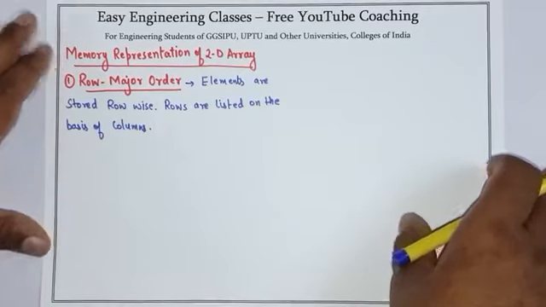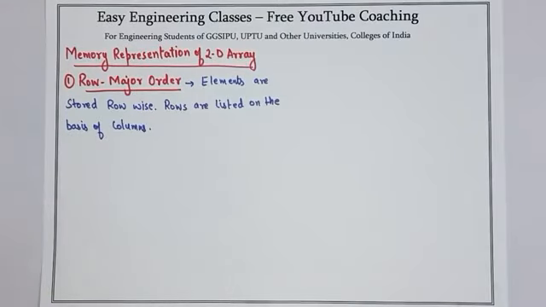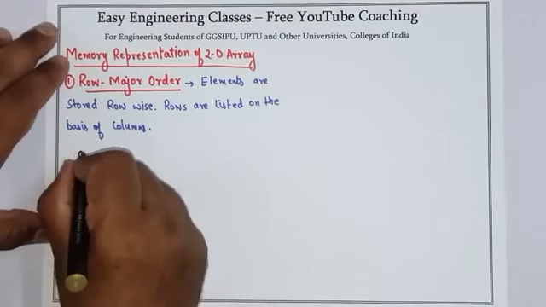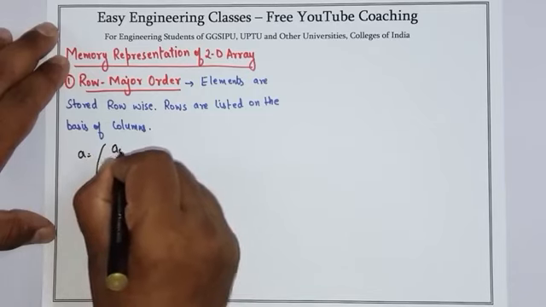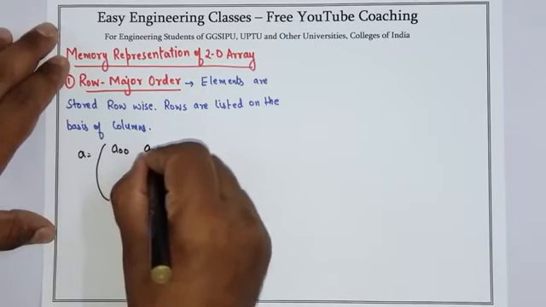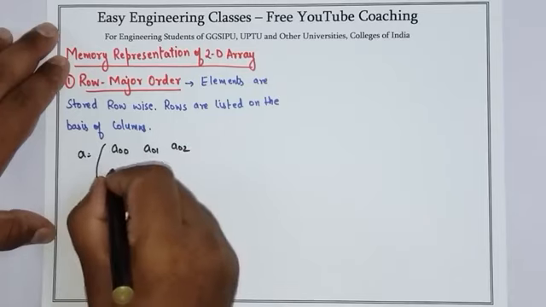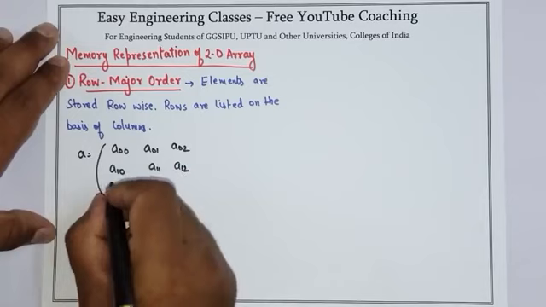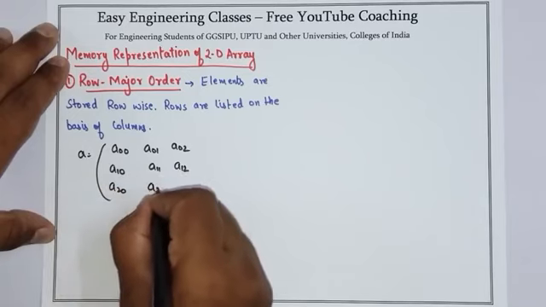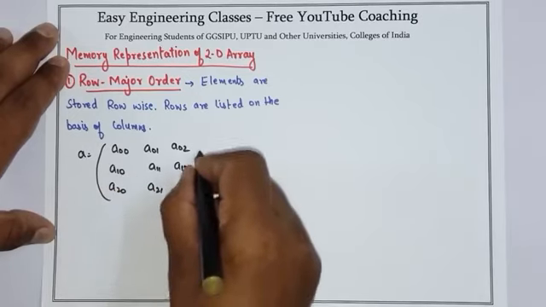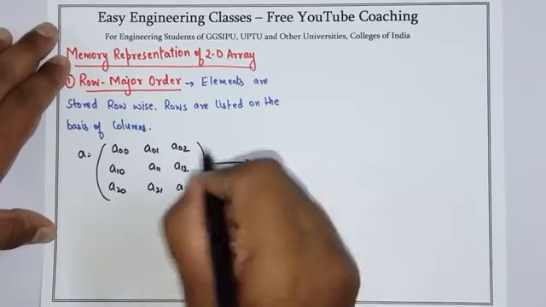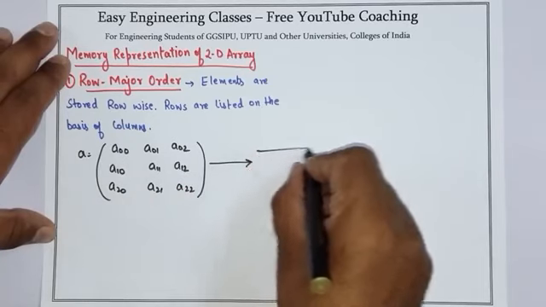So for example, if I have an array like this, suppose I have an array like this: A00, A01, A02, then I have A10, A11, A12, A20, A21 and A22. So this array will be stored in memory using row major like this.